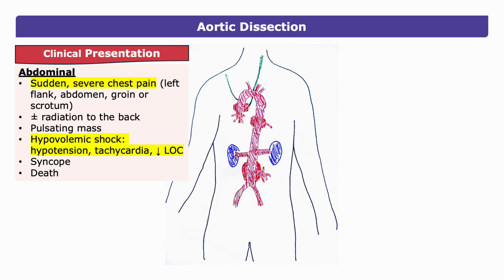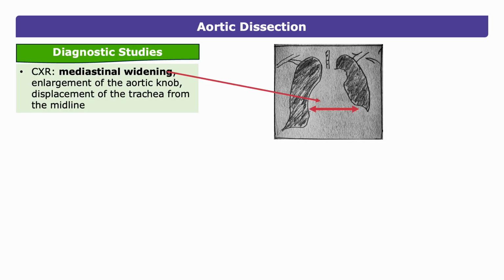Some of the three might present, sometimes not all of them are going to be present in your exams, so just pay attention to that. A chest X-ray may be helpful with thoracic aneurysms, and if we do it, it may show widening of the mediastinum and enlargement of the aortic knob or displacement of the trachea from the midline.